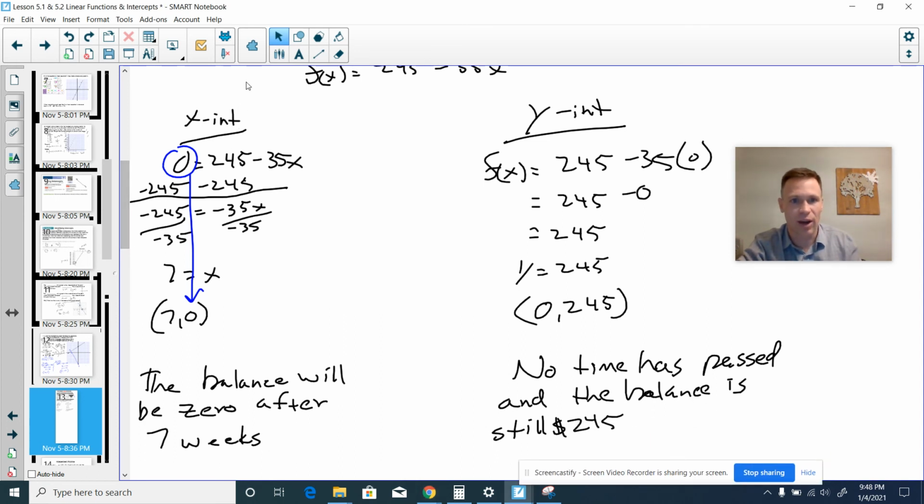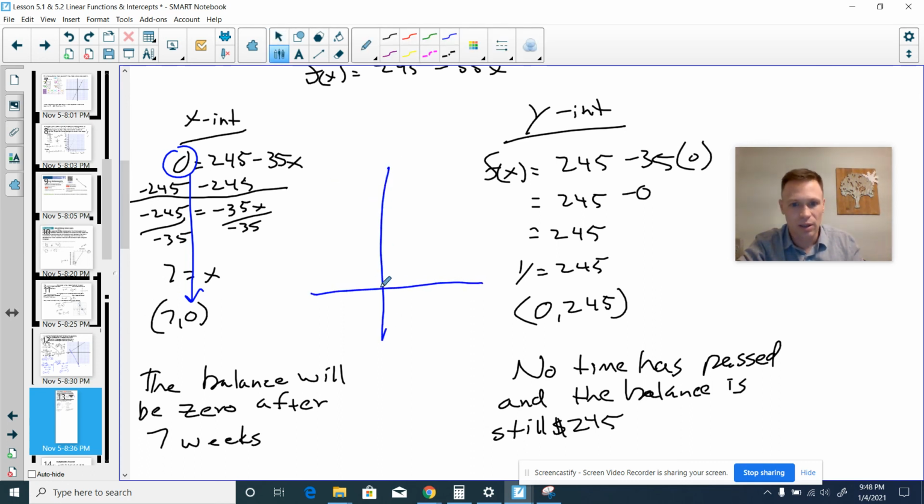And again, if we wanted to graph this, I can sketch this briefly. Okay, if we have to go all the way up to 245, (0, 245), let's say is way up here. (7, 0) would be like here, right? And then we have our two points on the graph, and we can graph them.